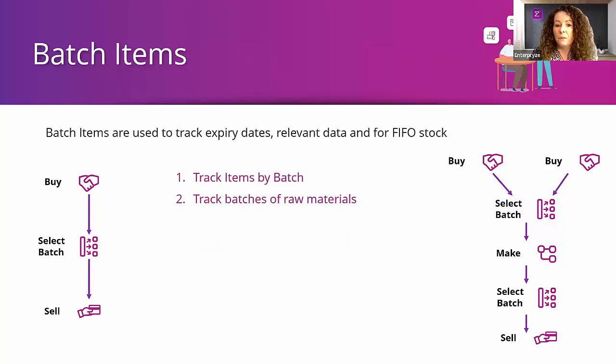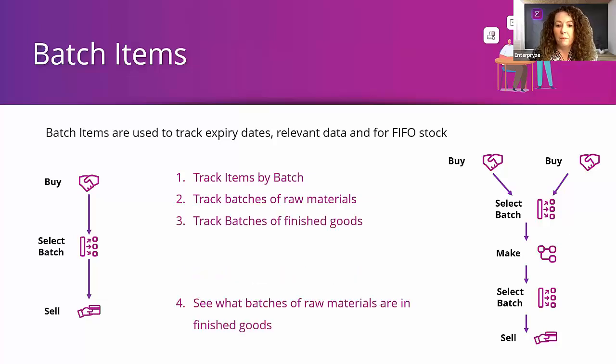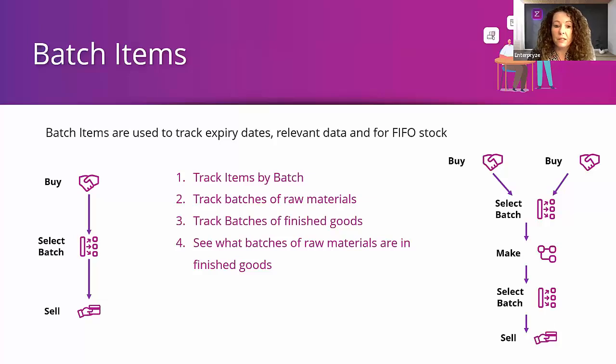You can also, from the production side, when you buy, select the batch, make that item, select the batch and sell it on to your customer. So batch tracked items can be for finished goods, can be for bill of material items, so just bringing it back to the BOM items as well. You can see what batch items of raw materials are in finished goods as well. And of course, it maximizes that stock for you, so always looking at what stock you can issue first out of the system.